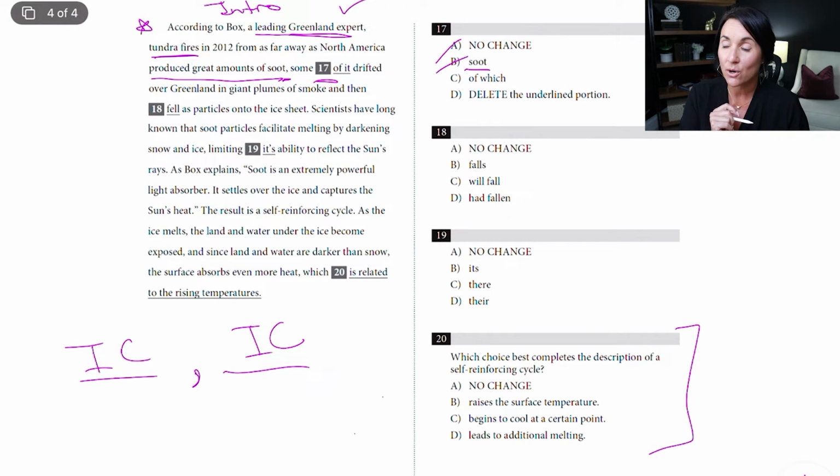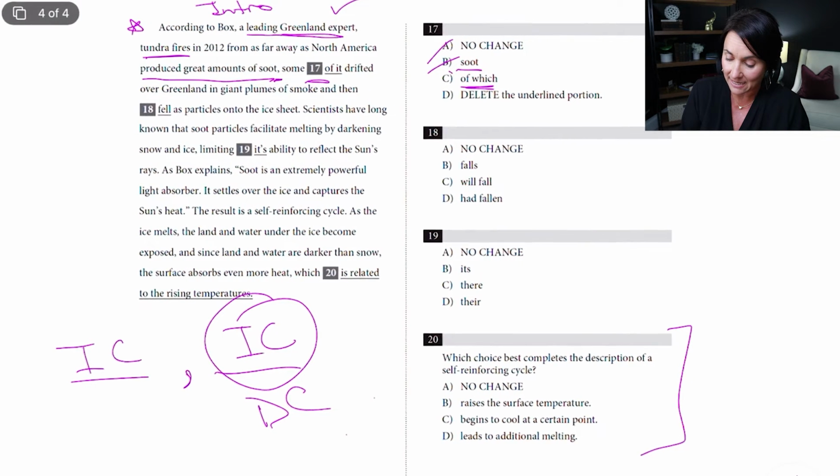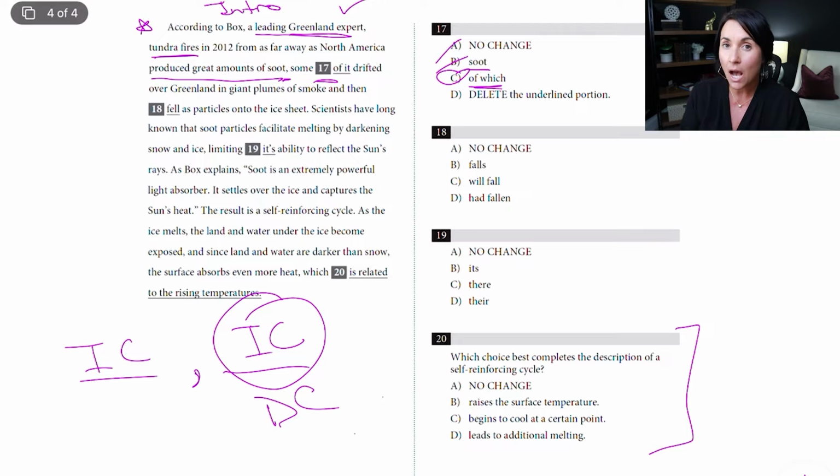All right, let's take a look at C, of which. I like of which because I know sometimes when you add which to a sentence, W-H-I-C-H, it is going to turn it into a dependent clause. So we want to turn this independent clause into a dependent clause because we do not have the choice of changing this comma to anything. So tundra fires in 2012 from as far away as North America produced great amounts of soot, some of which drifted over Greenland in giant plumes of smoke. That of which turns that independent clause into a dependent clause and is the correct answer there. Notice, understanding my comma helps for me to find the correct answer here.